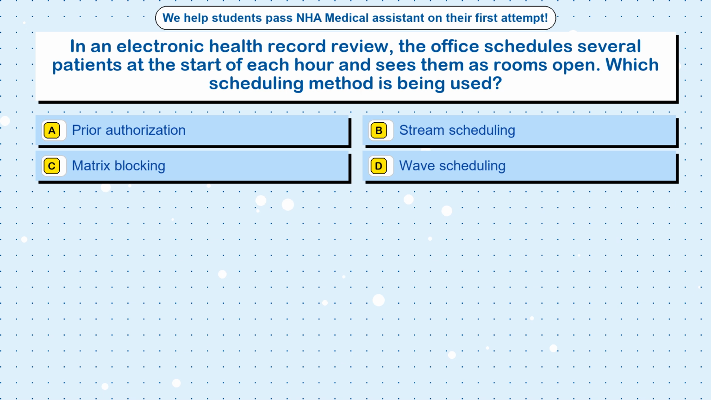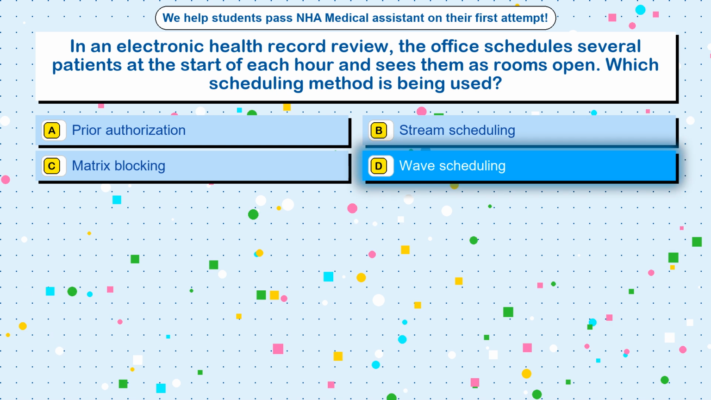Question 65. In an electronic health record review, the office schedules several patients at the start of each hour and sees them as rooms open. Which scheduling method is being used? Option A. Prior authorization. Option B. Stream scheduling. Option C. Matrix blocking. Option D. Wave scheduling. The correct answer is option D.